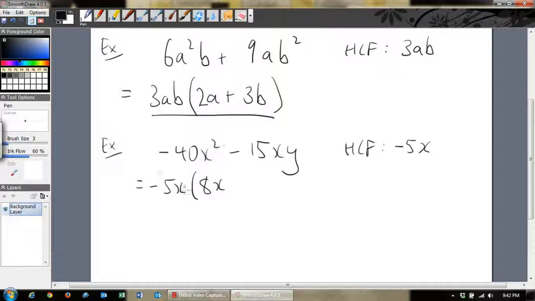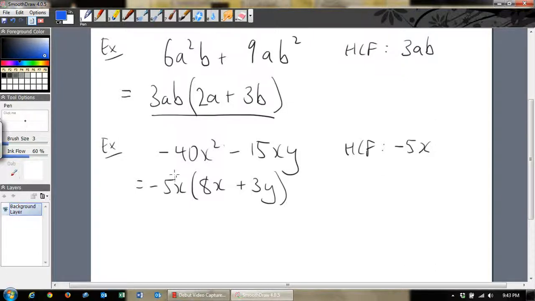Here, what do we need to multiply negative 5x by to get negative 15x? Well, we need to multiply it by positive 3, because positive 3 times negative 5x will be negative 15x. And then also we're going to have a y there, because it's just sitting there by itself. We need to multiply that by y. And so that is your answer.